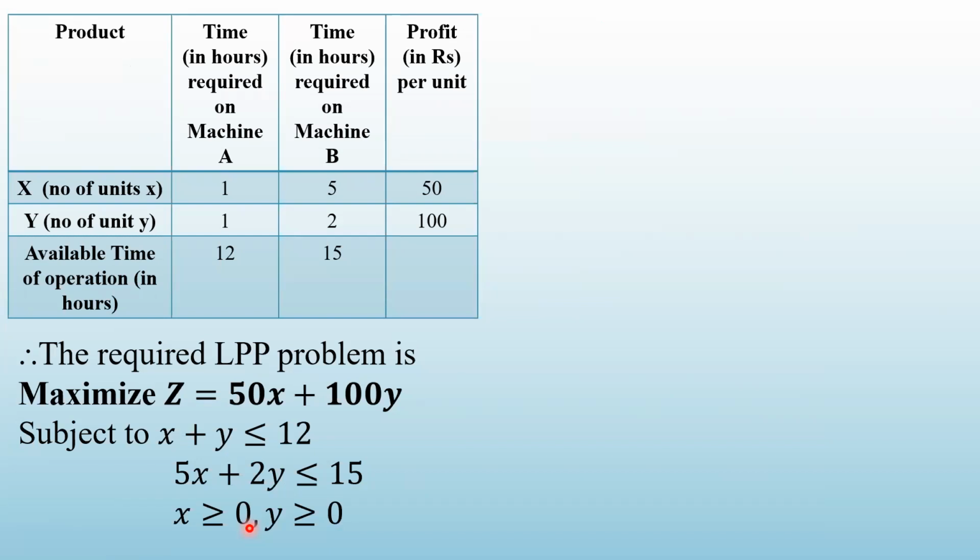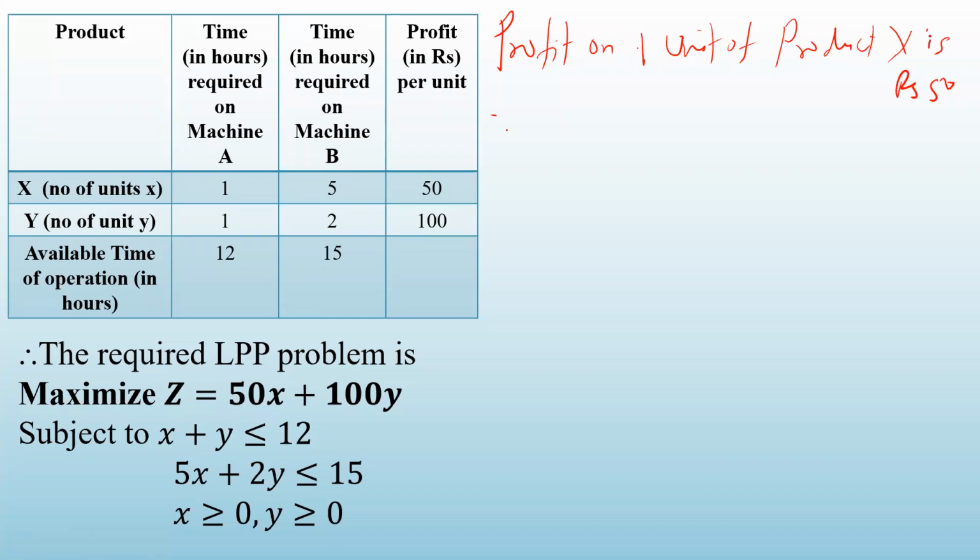Now what you have to do? सबसे पहले हम profit function, हम objective function निकालेंगे. So look at here. Profit on 1 unit of product X. Look at the table. एक यूनिट प्रोडक्ट एक्स का एक यूनिट के ऊपर कितना प्रॉफिट हो रहा है? ₹50. Correct. Therefore, how many units are manufactured? Number of units of product X is X. Therefore, profit on X units will be 50x. एक यूनिट के ऊपर 50 रुपए का प्रॉफिट है, 2 यूनिट पे 100, 3 पे 150. So X पे कितना? 50x.